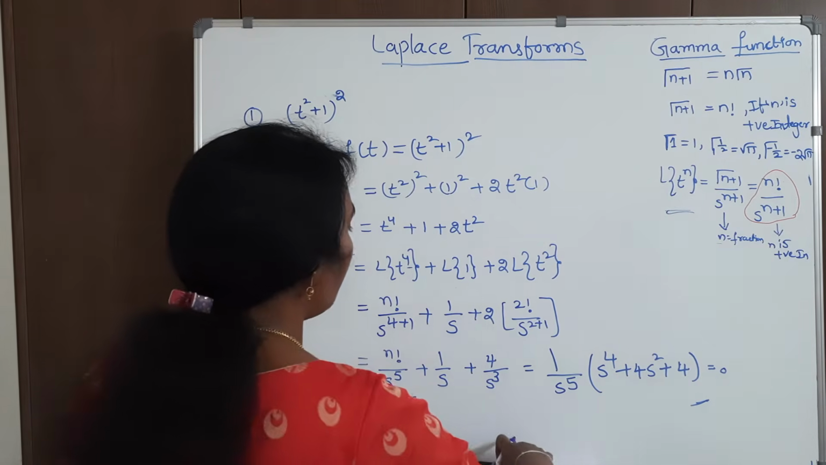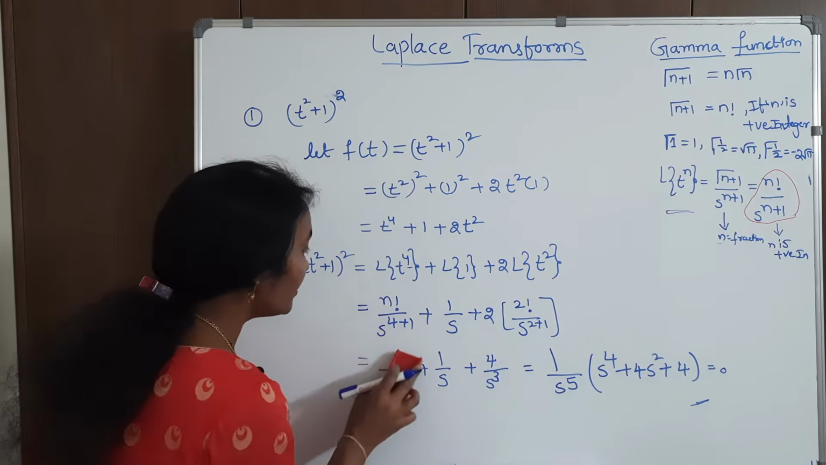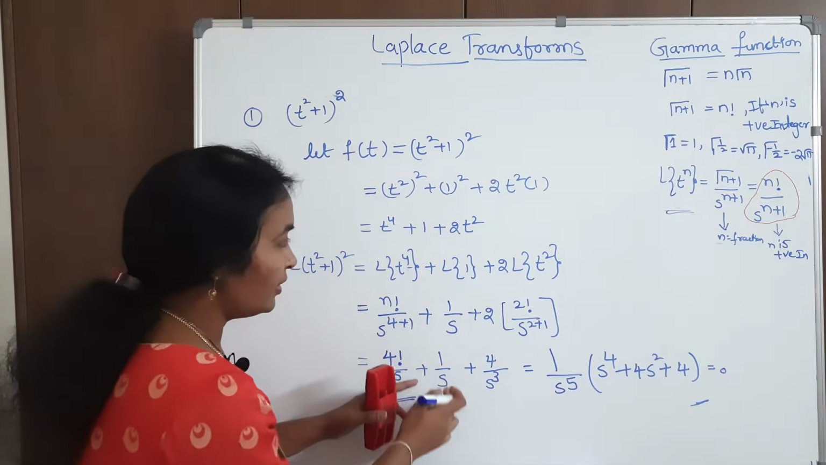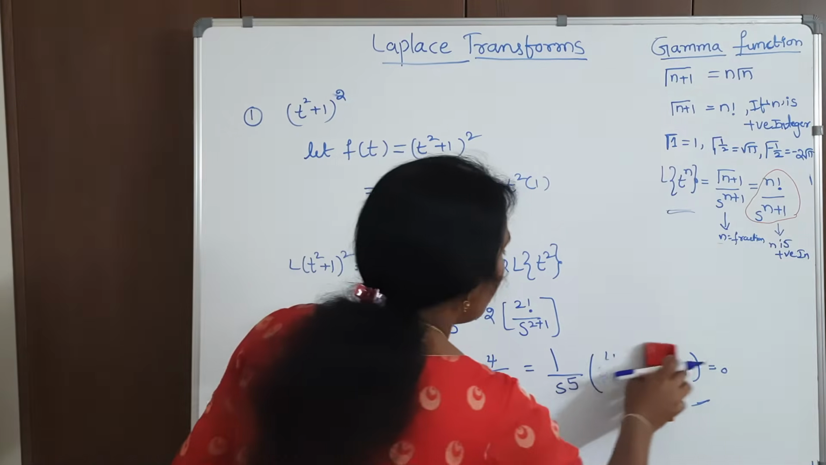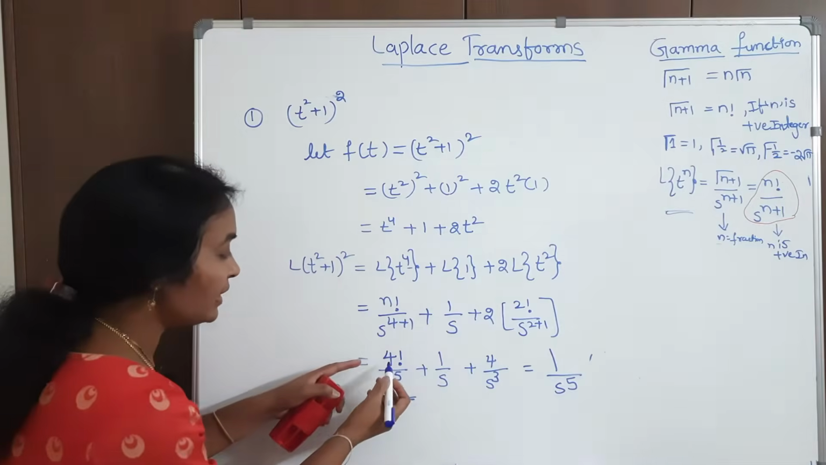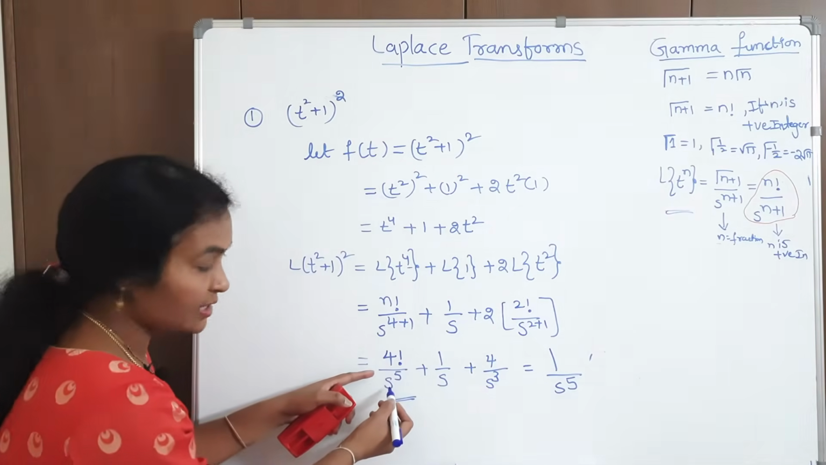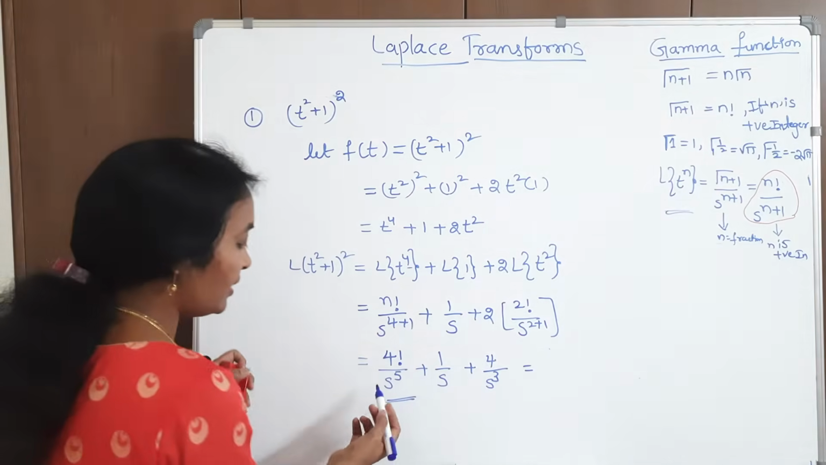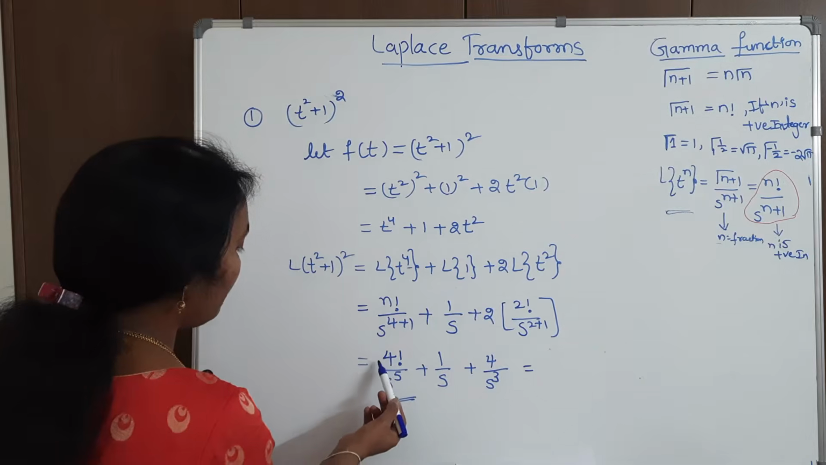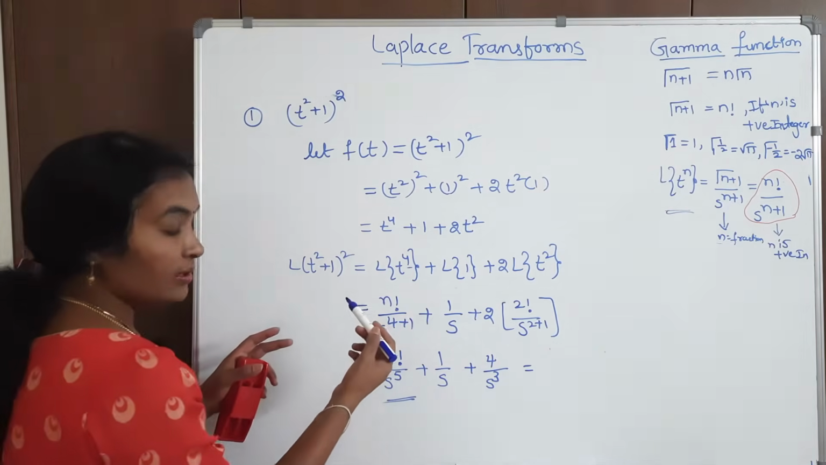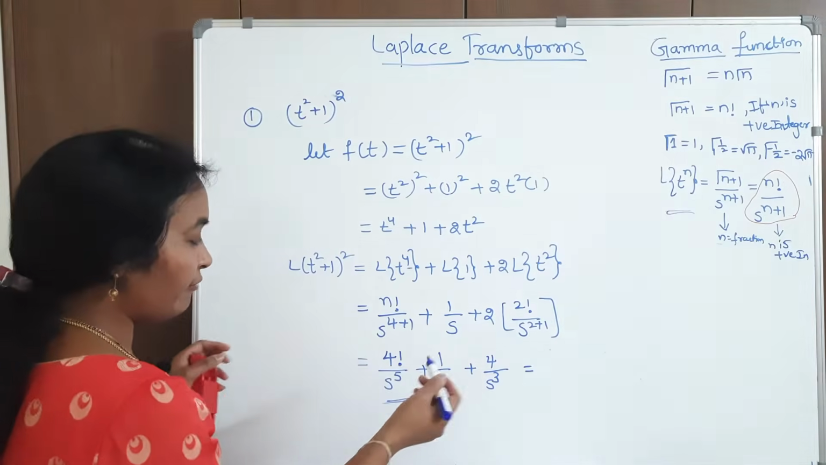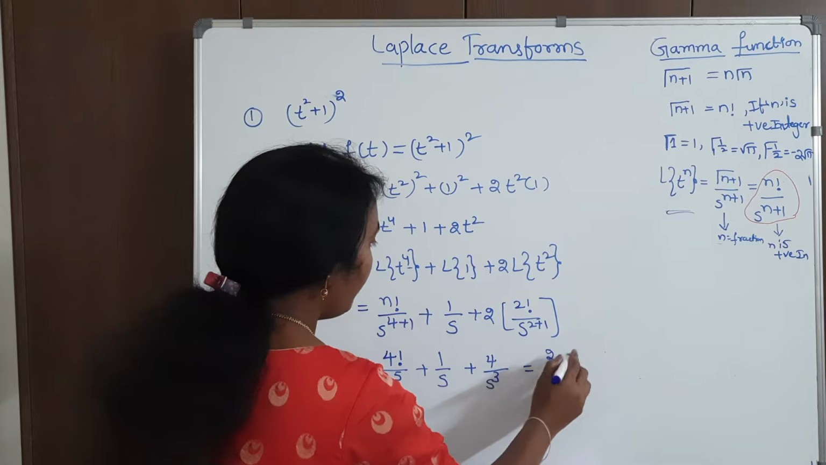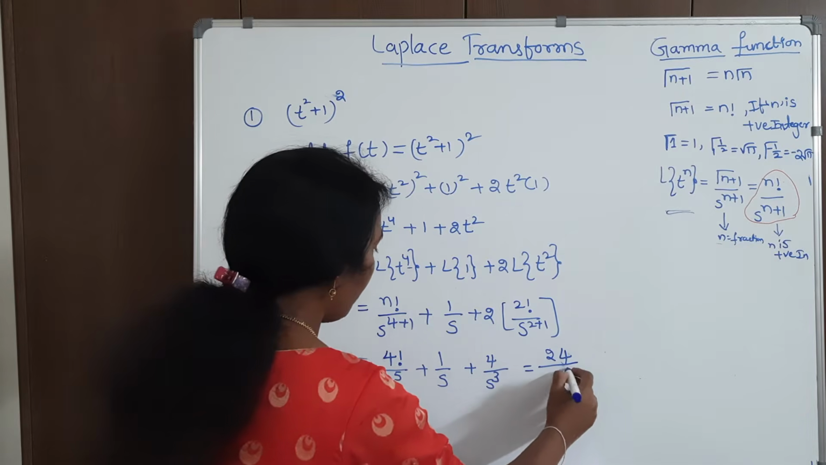See, something went wrong here. What is our n factorial here? This is 4 factorial. Sorry guys, this will change to 4 factorial by s power 5. Now what is our solution here? 4 factorial. What is the value of 4 factorial? 4 threes are 12, 12 twos are 24. So it is 24 by s power 5.